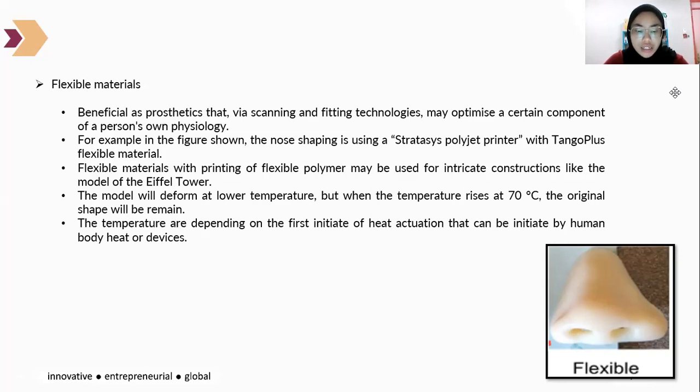The model distorts at lower temperature, and as the temperature increases to 70 degrees Celsius, the print regains its original form. The temperature depends on the first initiate of heat actuation that can be initiated by human body heat or devices. This is an example of the nose shaping.